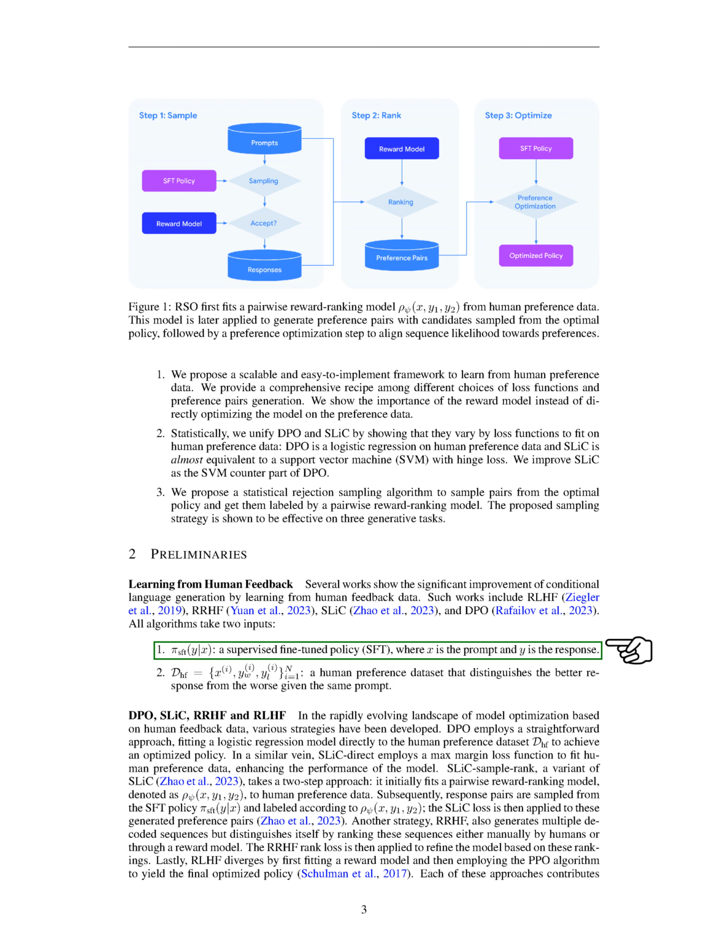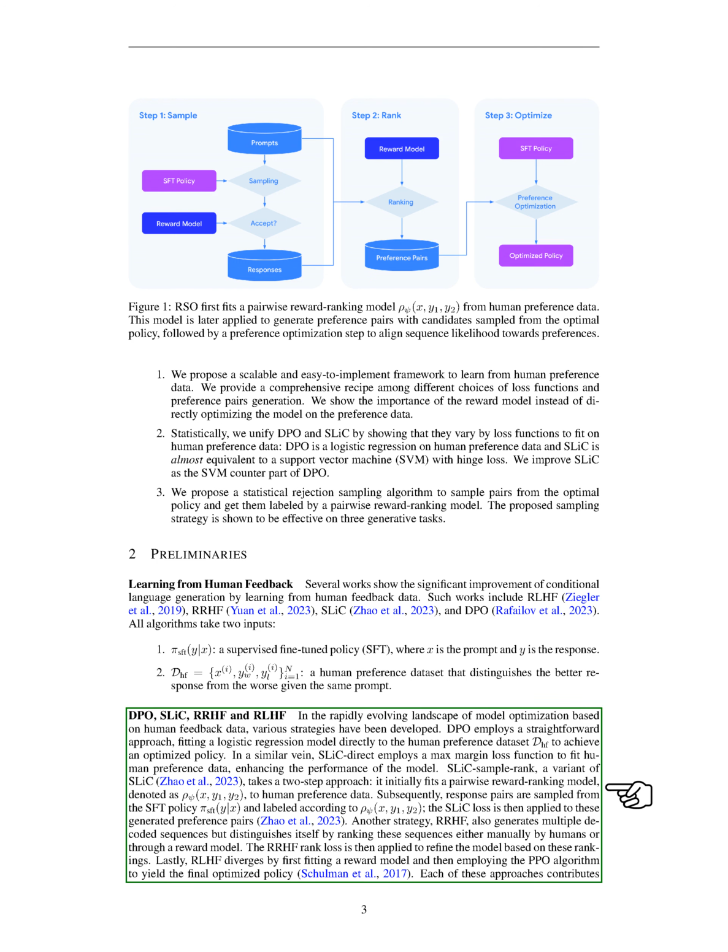The first is a supervised fine-tuned policy, which is a function that takes a prompt as input and generates a response. The second is a dataset of human preferences, which helps the algorithm distinguish between better and worse responses to the same prompt. Now, let's delve into the specifics of these algorithms.